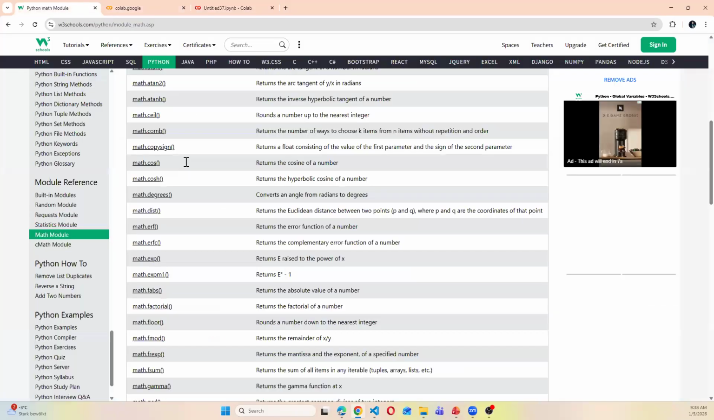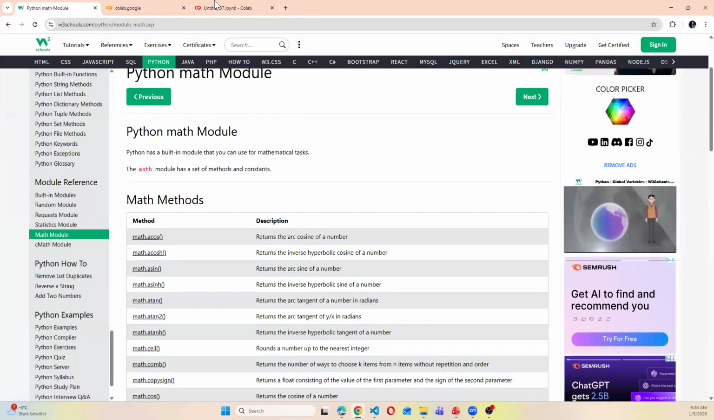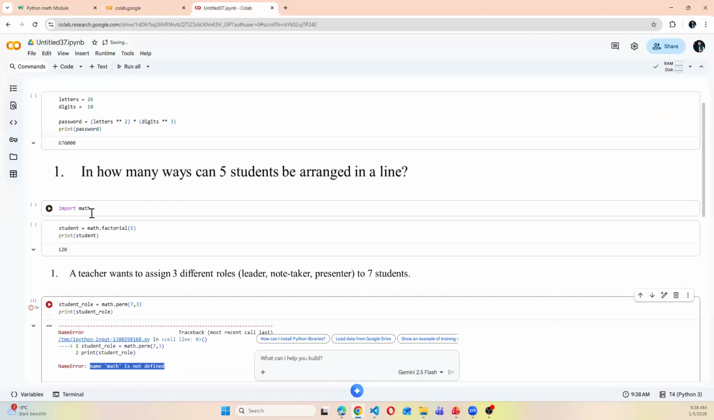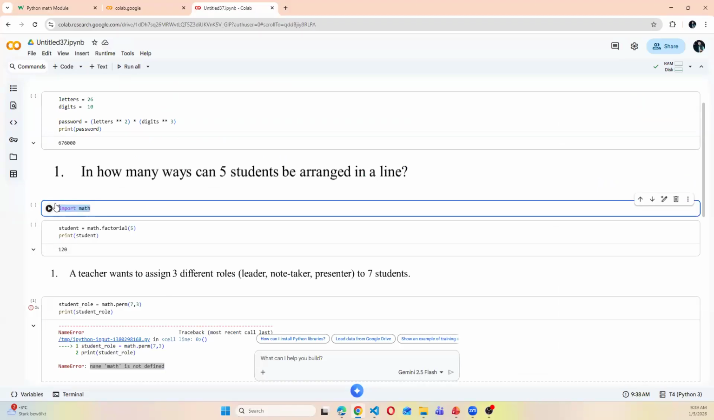And here it's also written that math is a module. So if you need something, you have to do import. Import is very important everywhere. Like you have to do import in Python so that it can use the module from the backend.